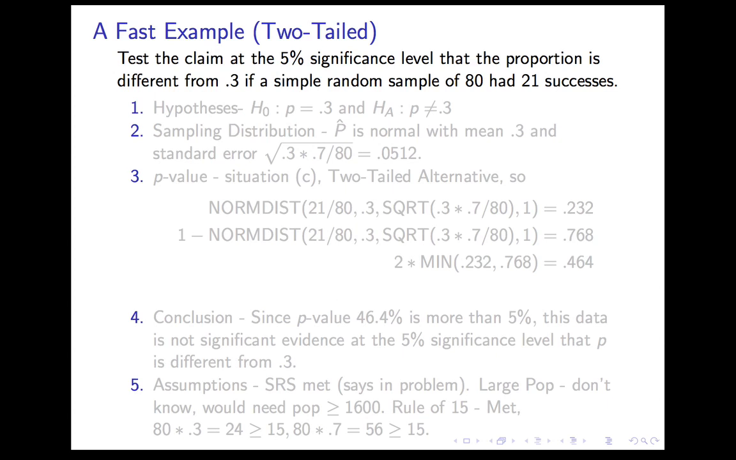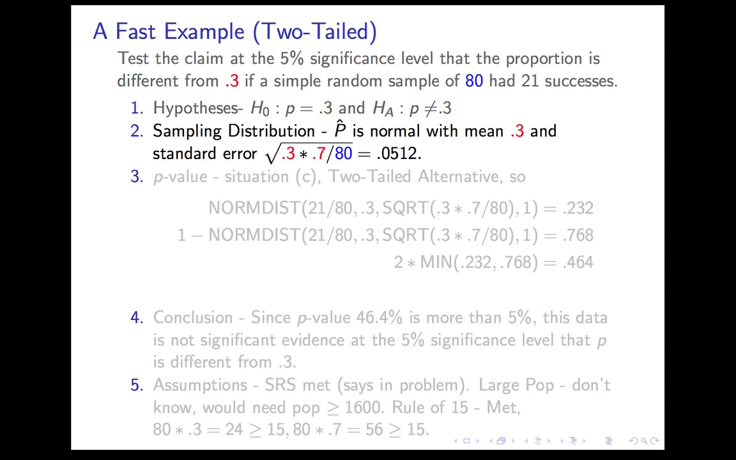All right, let's do a faster example, where I won't talk quite as much. We want to test the claim at the 5% significance level that a proportion is different from 0.3 if a simple random sample of 80 had 21 successes. Different from 0.3 means our alternate hypothesis is P is not equal to 0.3, and our null hypothesis is P is equal to 0.3. This is the case C, the two-tailed alternative, so we know the calculation is going to be a little bit trickier, and you'll get to see that.